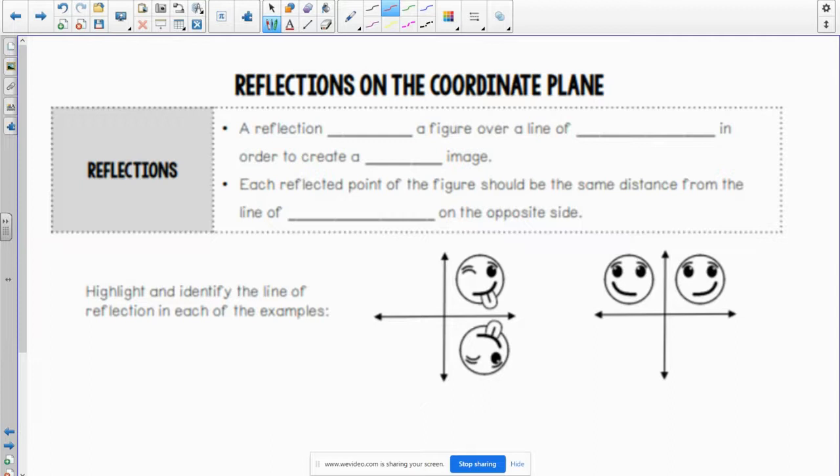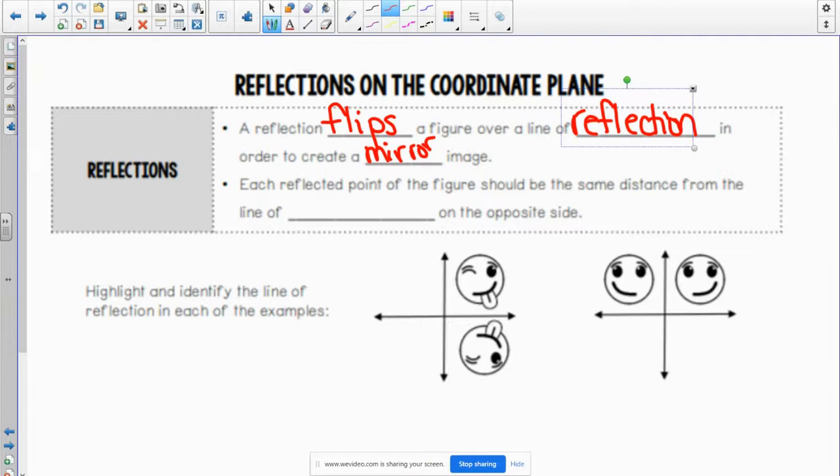So a reflection flips a figure over a line of reflection in order to create a mirror image. So it flips, or you think of it as a mirror, and then we're only going to go over the x-axis and the y-axis.